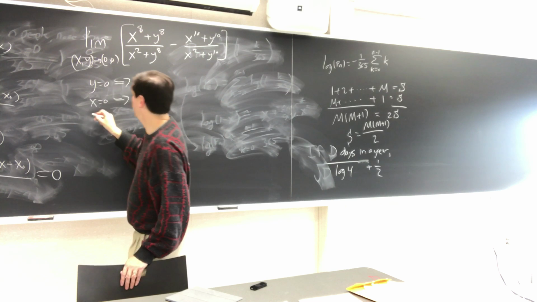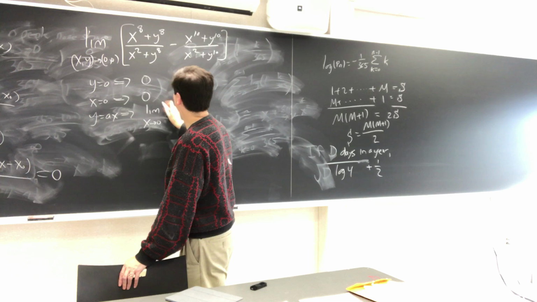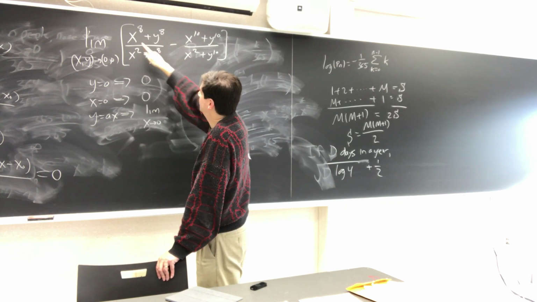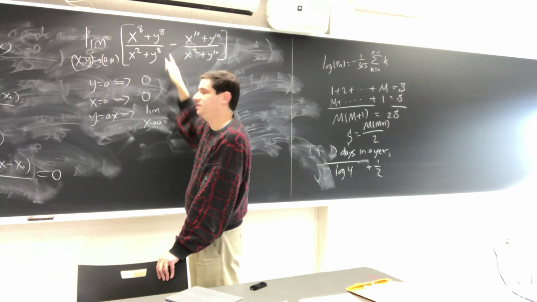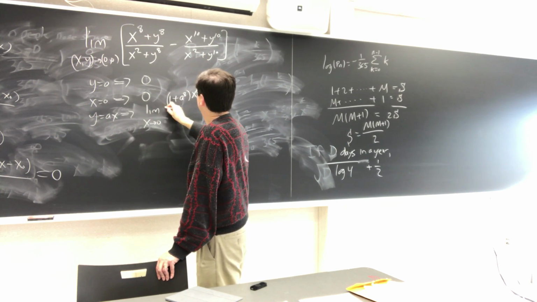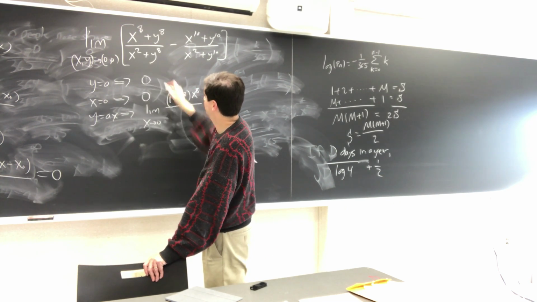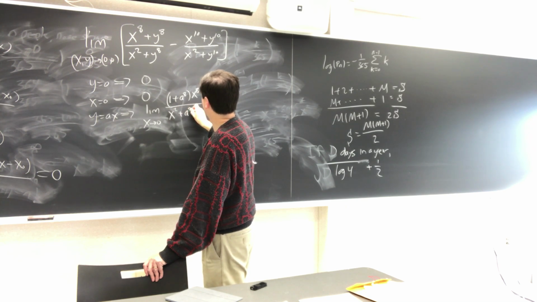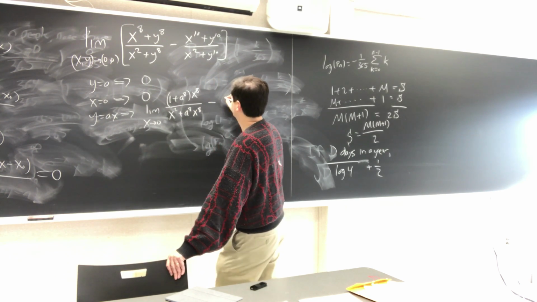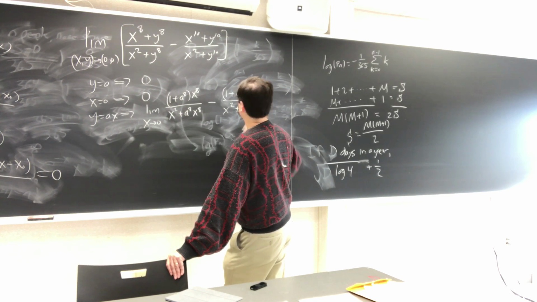Let's do a straight line. Let's try y equals ax. So we now get the limit as x goes to 0. When y equals ax, we get x to the 8th plus a to the 8th x to the 8th, so 1 plus a to the 8th times x to the 8th. And then down below, we will get x squared plus a to the 8th x to the 8th, minus 1 plus a to the 10th x to the 10th, over x squared plus a to the 10th x to the 10th.